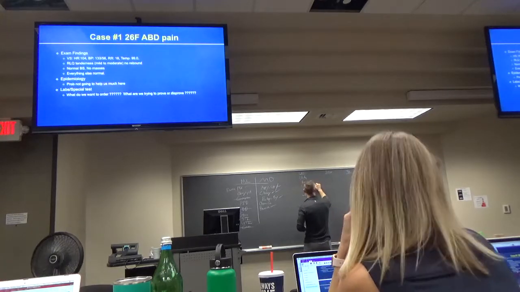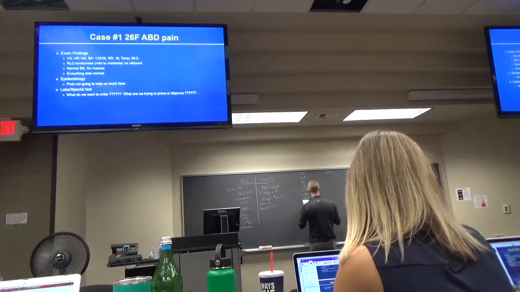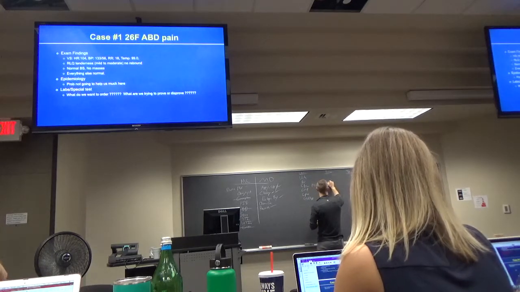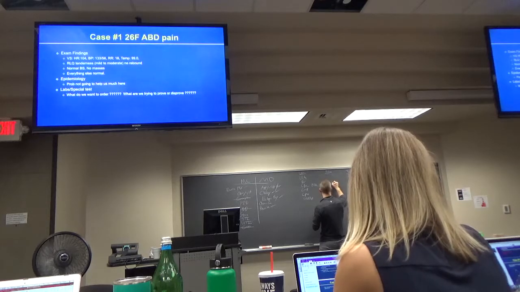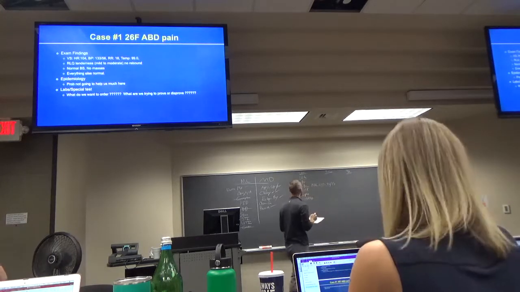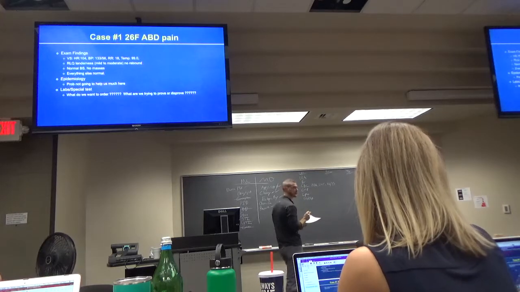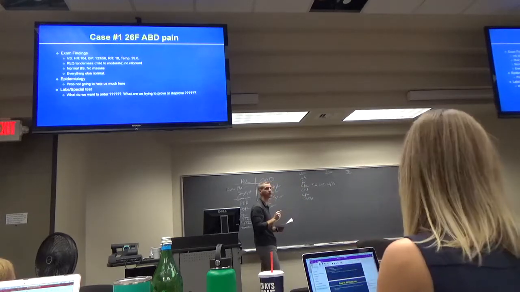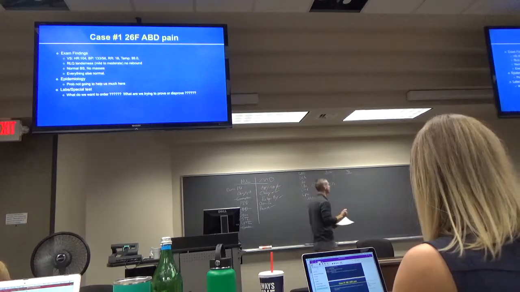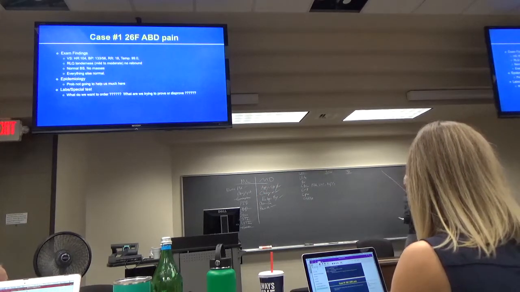So her CBC, she got a white count of 14,000. Her platelets are 255. And her H&H 11.6 and 33. Can you guys all see this well enough? Good enough? Do I need to write it bigger? I'll write it bigger because this is going to be important. There you go.